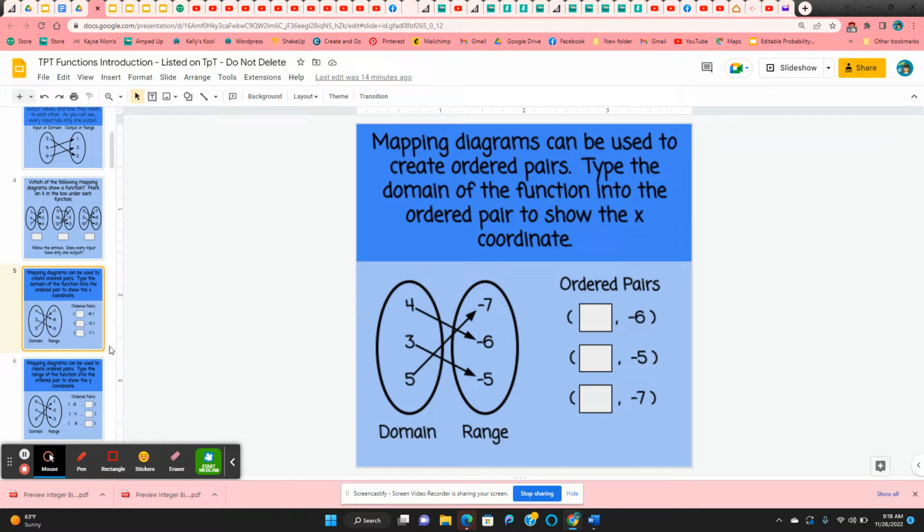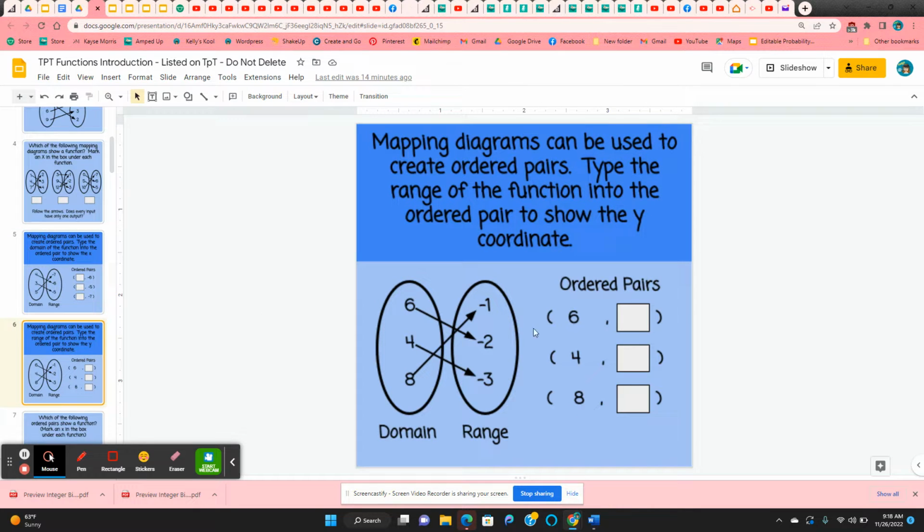And then for the next one, they're shown how to create ordered pairs from a mapping diagram. So for -6, your domain would be 4, so it's going to type in a 4. For -5, it would be 3, and so on.